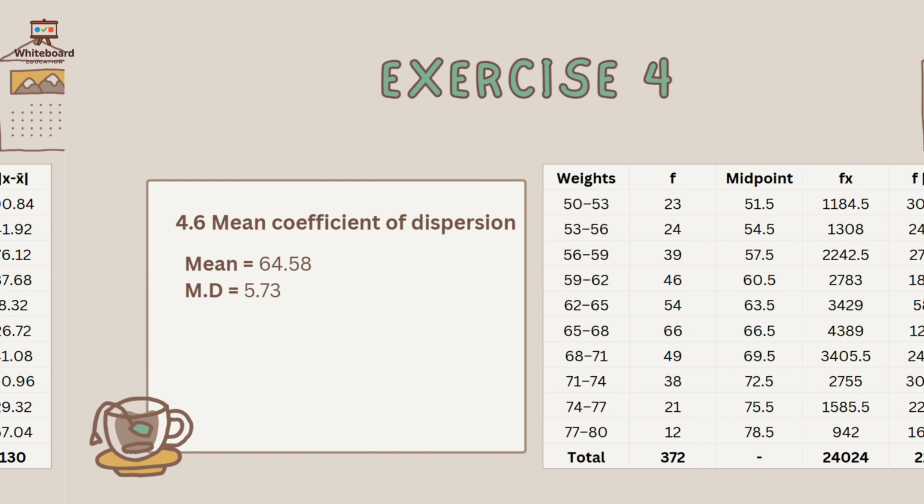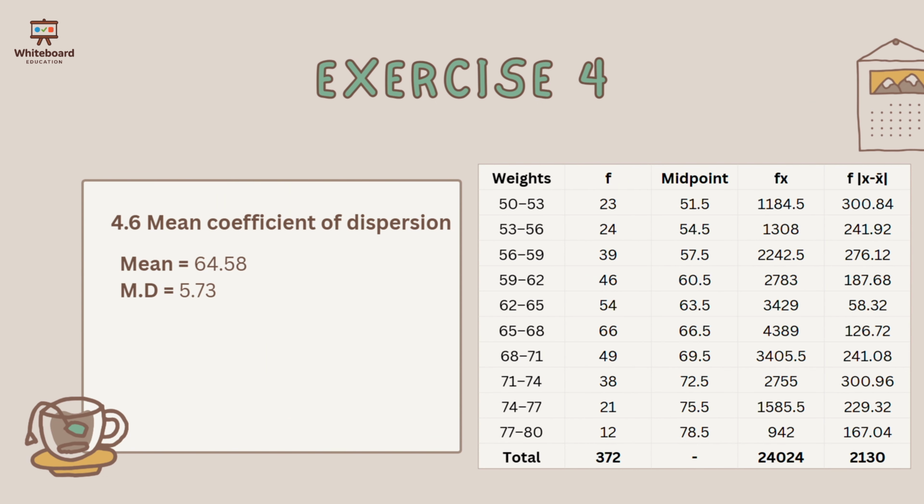Now, we can calculate the mean coefficient of dispersion, as we already know the mean and mean deviation. We just put the values in the formula, mean deviation over the mean, so it is equal to 0.09. I hope you got it.